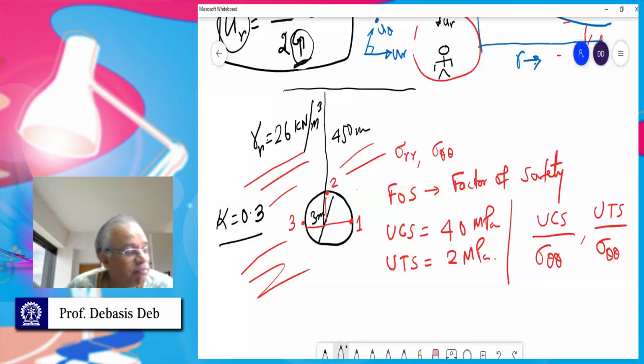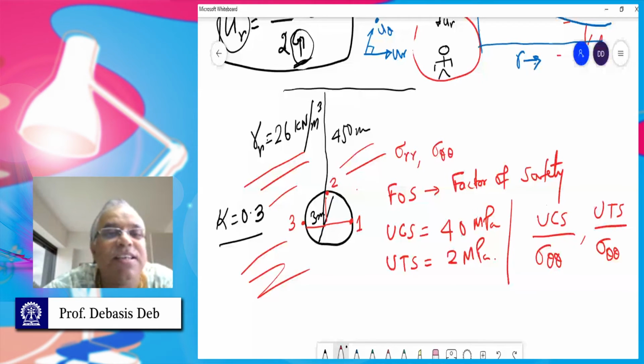Now, how many of you can do that? Or at least can tell me how to start. So if A is equal to R, then sigma RR will always come 0, and sigma theta theta will depend upon theta. So you will use the Kirsch solution, find out sigma theta theta at points 1, 2, and 3, and then you will be able to find the factor of safety using that solution, right?